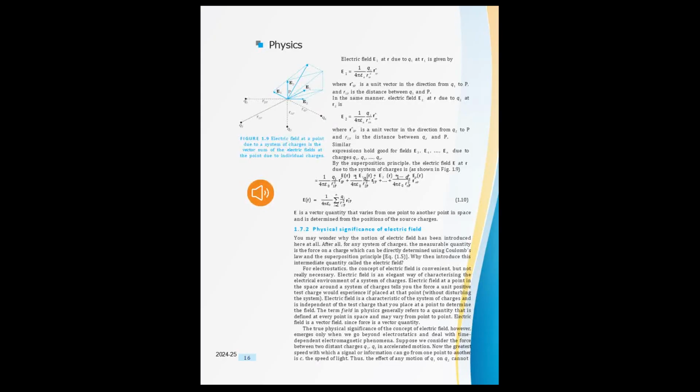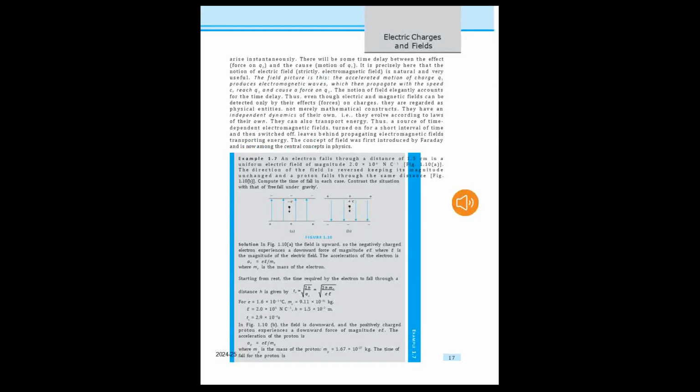Electric field is a vector field since force is a vector quantity. The true physical significance of the concept of electric field, however, emerges only when we go beyond electrostatics and deal with time-dependent electromagnetic phenomena. Suppose we consider the force between two distant charges q1, q2 in accelerated motion. Now, the greatest speed with which a signal or information can go from one point to another is c, the speed of light. Thus, the effect of any motion of q1 on q2 cannot arise instantaneously. There will be some time delay between the effect force on q2 and the cause motion of q1.